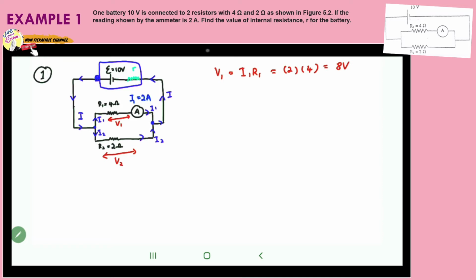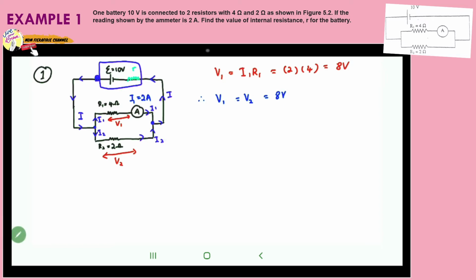Now look at this circuit. From this circuit, we can see that R1 and R2 are in parallel. Since R1 and R2 are parallel, therefore, we can write the voltage across V1 is equal to the voltage across V2, and it's equal to 8 volt. So from this information, I already know that the voltage across V2 is equal to 8 volt. Now I want to find what is I2.